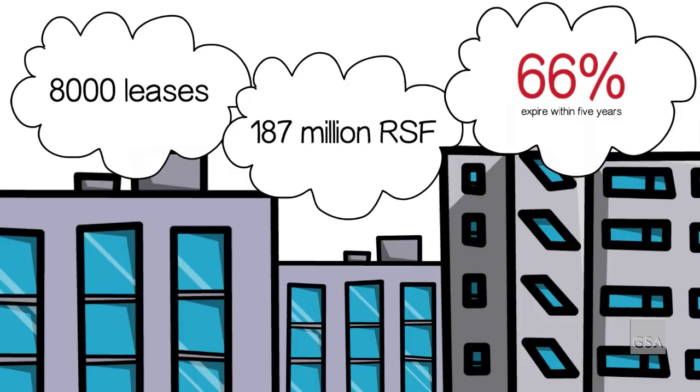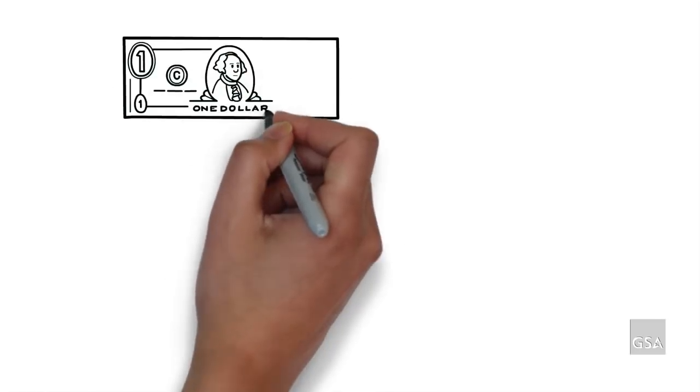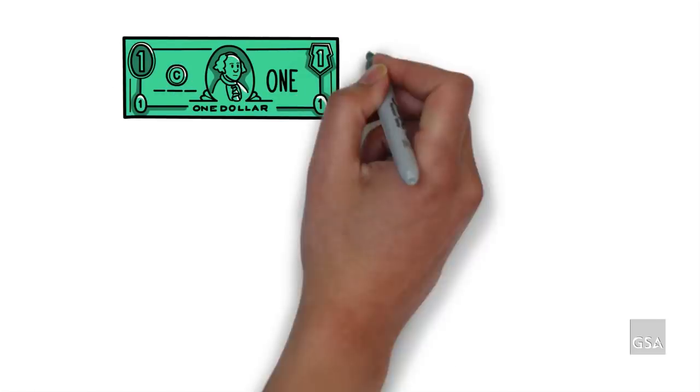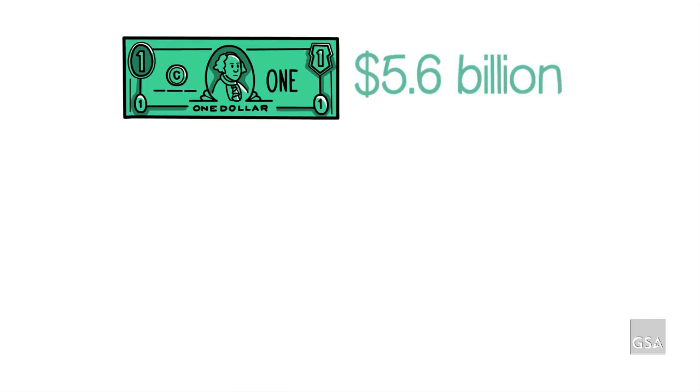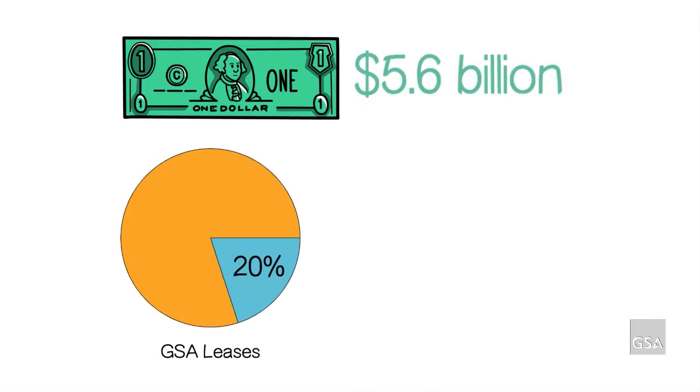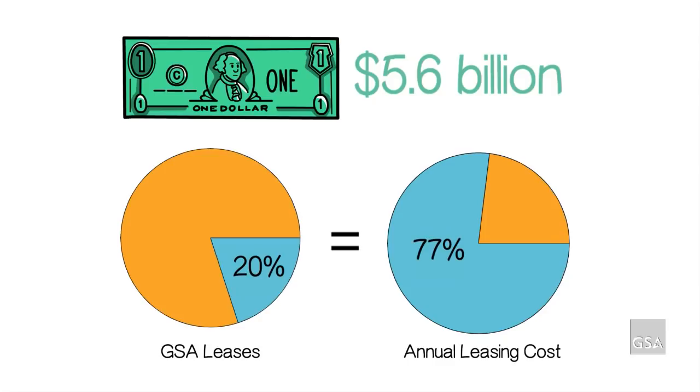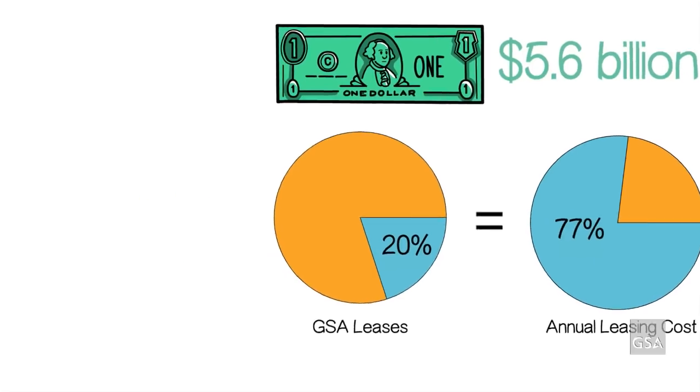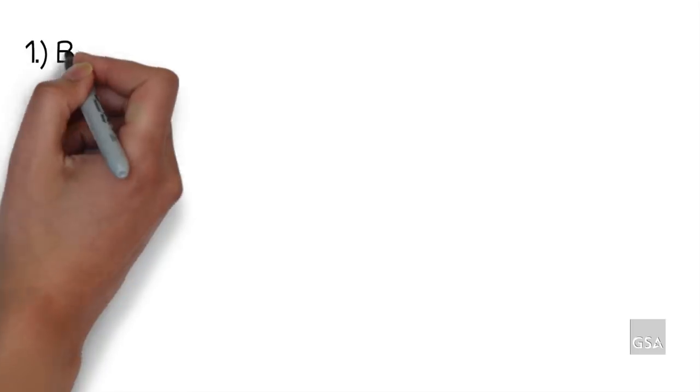This represents a huge level of real estate churn occurring across the United States and a tremendous opportunity to reduce real estate costs to agencies, allowing them to focus funding on mission priorities. PBS's annual leasing budget is $5.6 billion, with 20% of GSA leases accounting for 77% of annual leasing costs. That's why we've developed a strategy to address expiring leases within our portfolio to maximize cost avoidance.